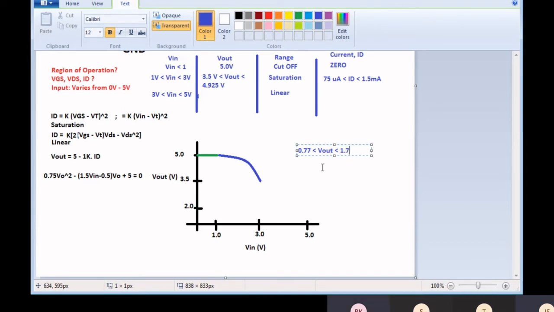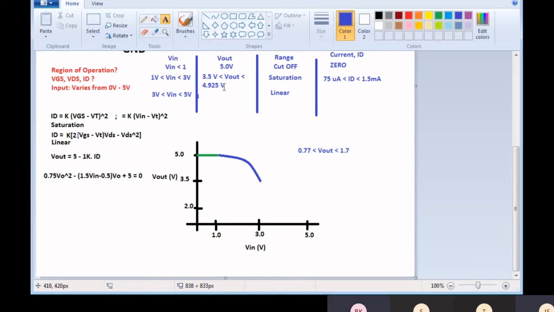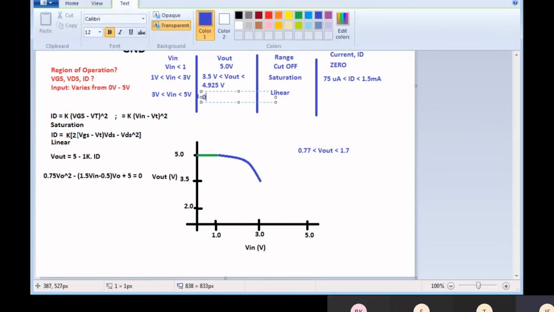So if he says it is 1.7, it should be like from 0.77 to 3.5, ideally. So that is why it's calculated 3.3. So let somebody confirm. Or let me just write it and keep it 3.3. Let somebody say a different number. Till then I will work it out with the same value. 0.77 less than V out less than 3.3.